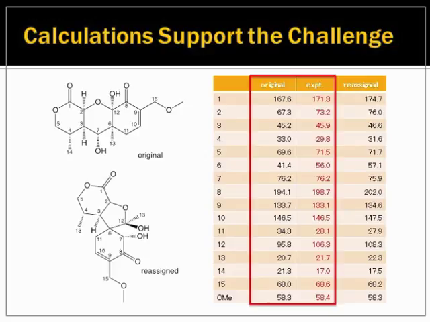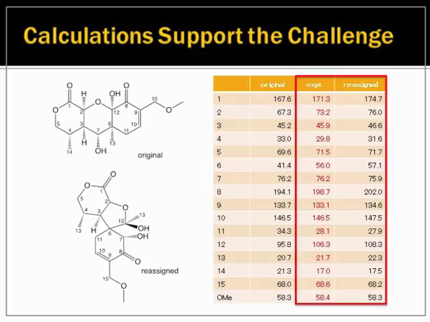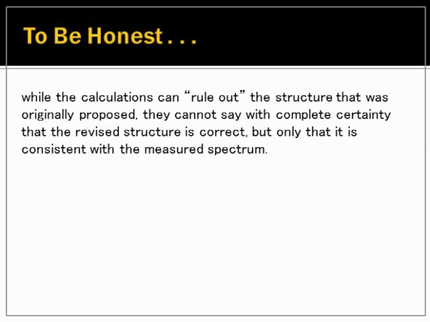There's something wrong. When you look at the reassigned structure, it's pretty good. It's not perfect. I mean, we have a deviation of 3, a deviation of a few. But you can see that this assignment, if I were given 2 choices, I would clearly pick that one over that one. I have to be completely honest: the calculations can't rule out a structure that was proposed, but they can say that one is clearly better, more consistent with the theory, with the calculations, than the other.